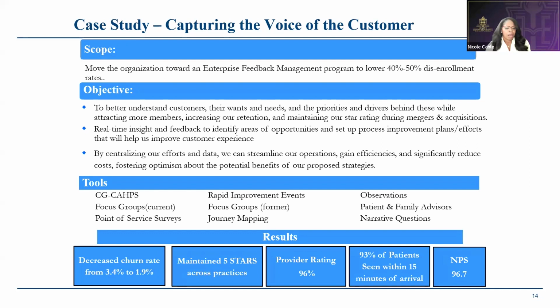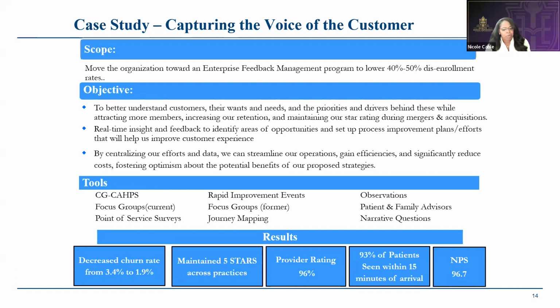And so that was really successful for us, because that was something that our CEO wanted us to do, was to get our disenrollment rate down to at least a single-digit number. We also were 5 stars for most of our practices, except those that we were acquiring. So then we were able to work with those practices and get them to 5 stars. We did leverage the CG CAHPS survey.